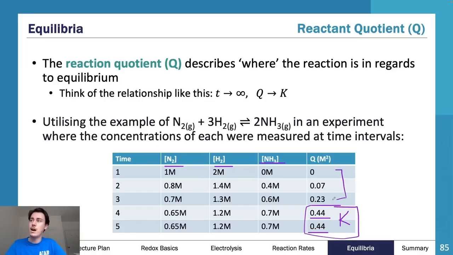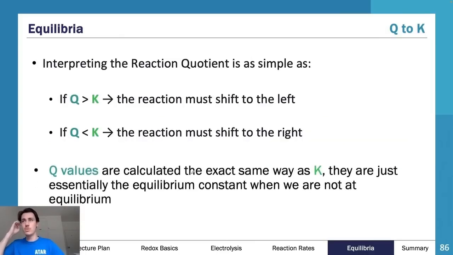These are Q values. Now, Q values that are smaller than your K value tell you that you need to shift your reaction to the right. Q values that are larger than your K value tell you you need to shift your reaction to the left, as per this slide here. So if Q is greater than K, the reaction needs to shift to the left. You need more reactants. If Q is less than K, you need to shift to the right. You need more products. The Q values are calculated the exact same way as K values. They are essentially the equilibrium constant when we are not at equilibrium.